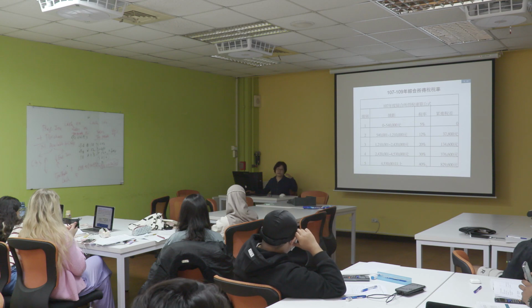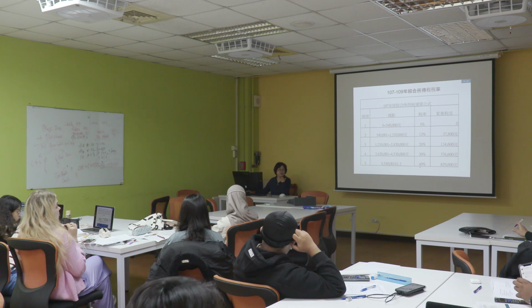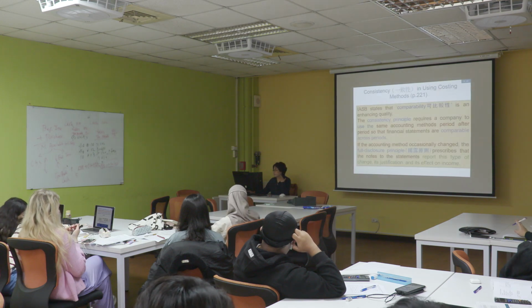Okay, we start from 5% going up to a maximum of 40%. If you are really rich, after all the deductions, then you are obliged to pay an extra 40% for the tax. Okay. All right.